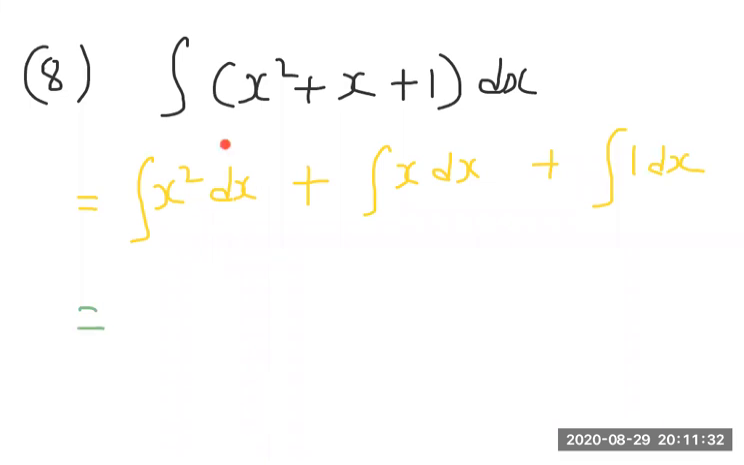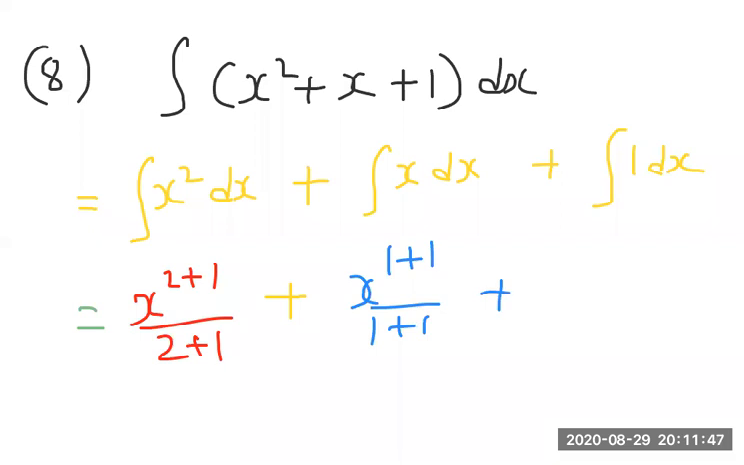Here integral x square dx we already discussed. x square means x power 2 plus 1 by 2 plus 1. And here only x is there, which means power 1 is there, so 1 plus 1 by 1 plus 1. And integral 1 dx means integral dx, which is nothing but x. So my answer is x cube by 3 plus x square by 2 plus x. That is my answer. Very easy, nothing to get worried. Take each individual term, just substitute it. This type of thing is good.